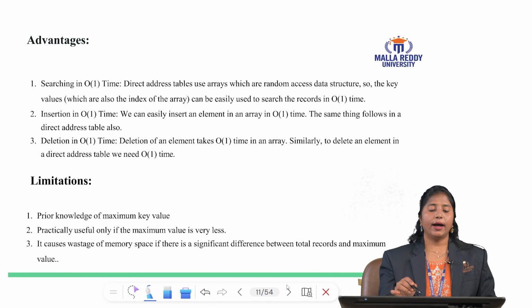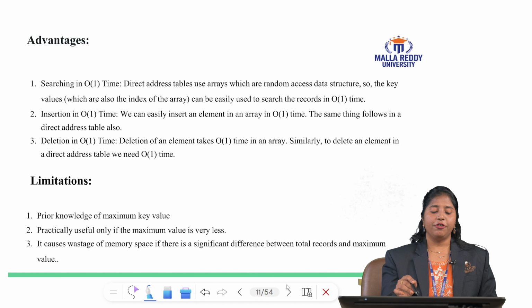Next, what are the advantages and limitations of hashing? Mainly, the advantage is that the time complexity of searching, insertion, and deletion in hashing is O(1), constant time. Compared to linear search and binary search, which have greater time complexity, hashing reduces the time complexity. Because of that, we can use hashing here.